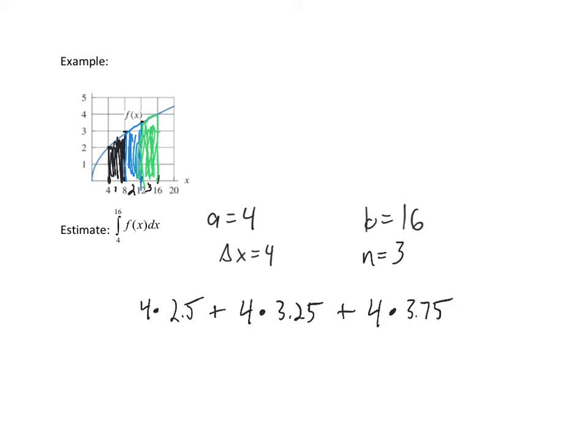So if we multiply those out, we get 10 plus 13 plus 15. I'm going to guess that that area is about 23 plus 15. That total area underneath that curve is about 38.